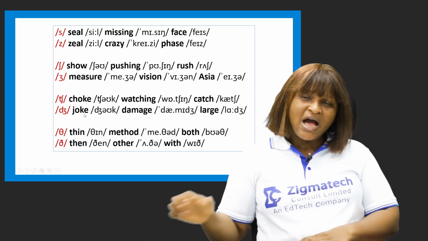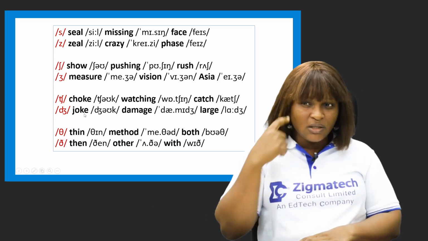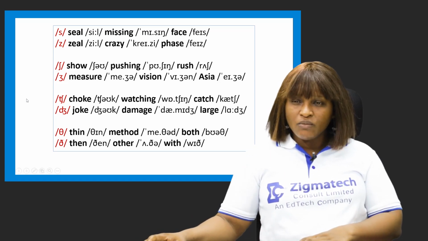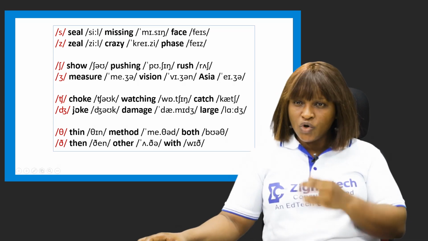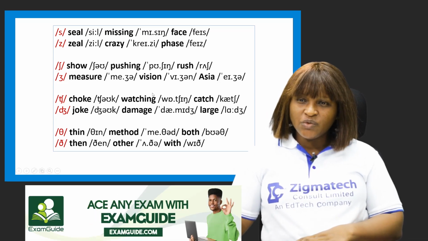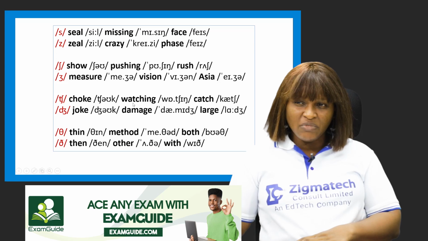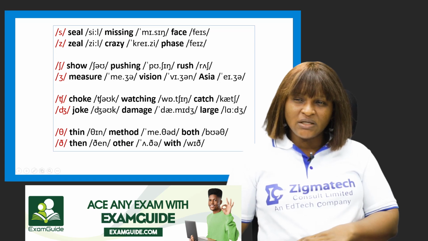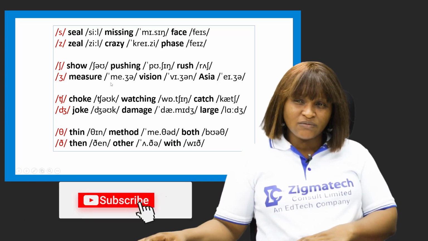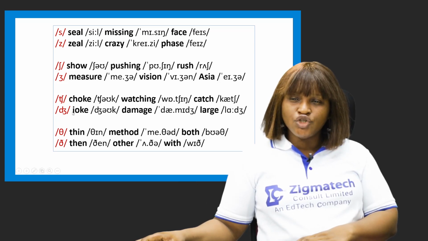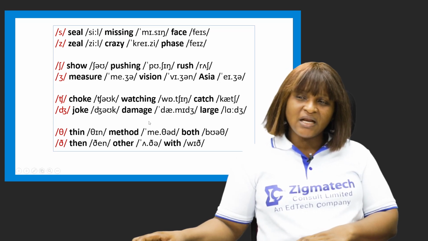All right. Then you have the ch sound and the j sound. Most of the ch sounds are ch words. You have choke, you have watching, and you have catch. You see, we have it at the initial stage, the middle stage, and the final stage. But for the j sound, we didn't have it at the initial stage. Rather, we have it at the final for all of them. Then you have the j sound: joke, damage, and large.